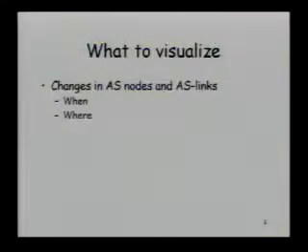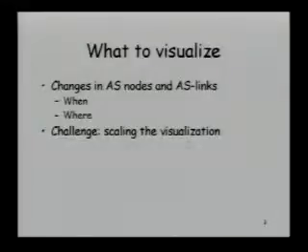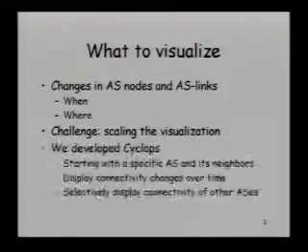So what exactly are we interested in visualizing? Basically, we want to visualize changes in topology, so nodes and links. And we are interested in capturing where and when these changes happen. One of the challenges we faced was the scaling. The internet is a very big system. It has thousands of nodes and thousands of links. So we need to find a way of visually capturing these changes so that a human can read it.